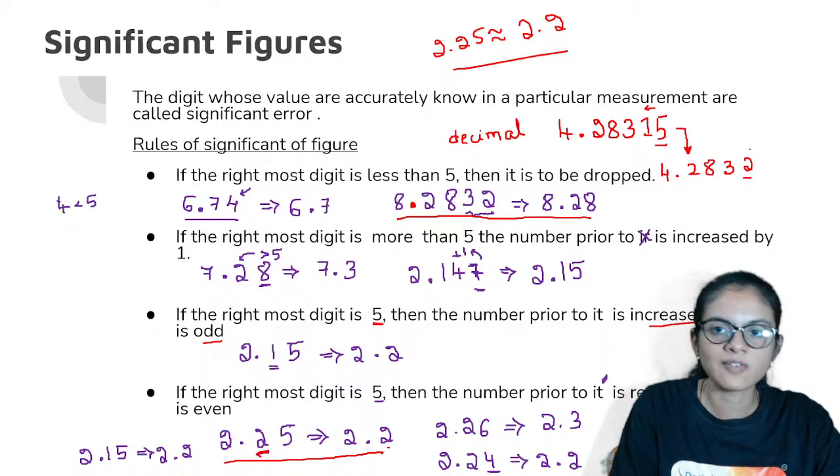Next I will check this number. It is less than 5. I can just drop this number. I'll check this number. That is also less than 5. I will just drop this number also. Then I can see there is 8 here.